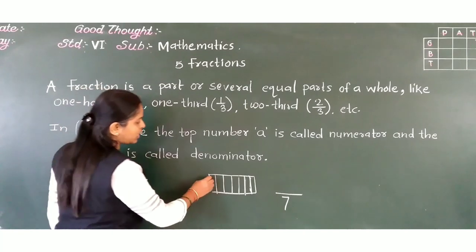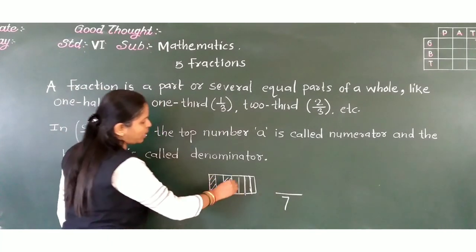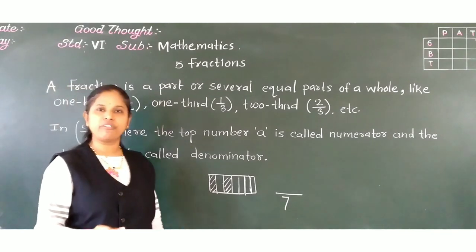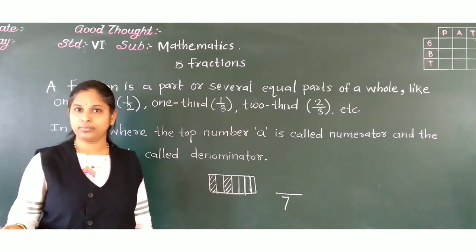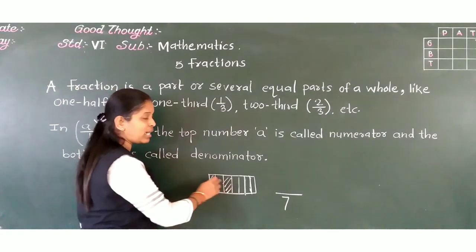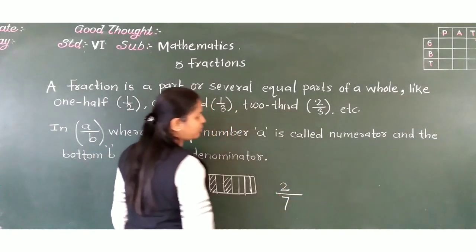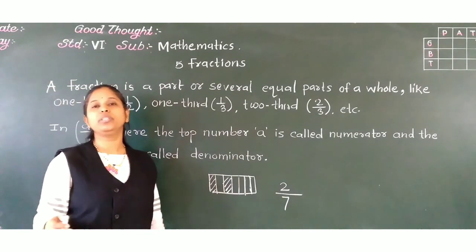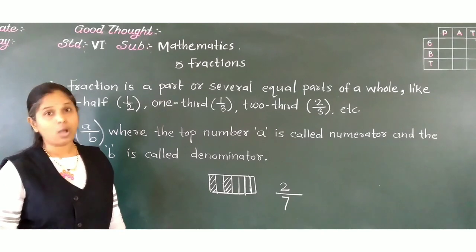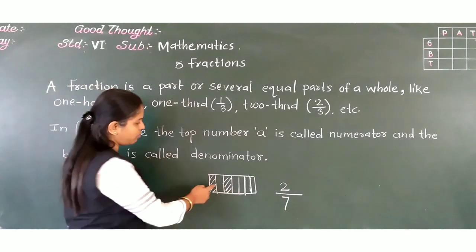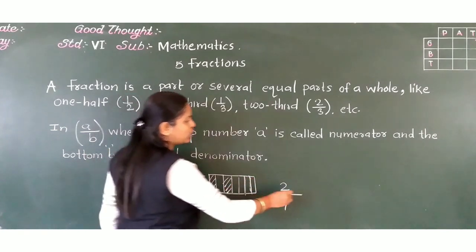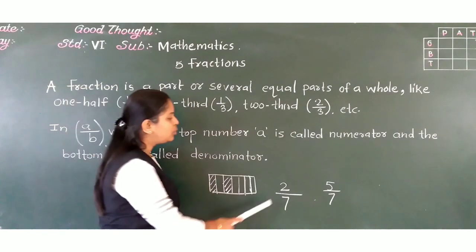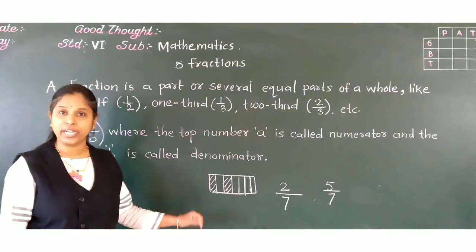Now suppose I have colored these two parts. Two parts are shaded, and if I want to show the fraction of the colored part, how can I show it? How many parts are colored? 2. So the fraction will be 2 upon 7. And for the unshaded part, how many parts are not shaded? 1, 2, 3, 4, 5. So 5 upon 7 is the fraction of the unshaded part, and 2 upon 7 is the fraction of the shaded part.